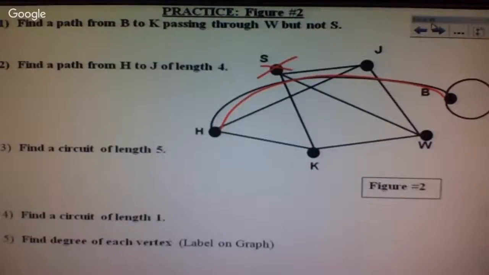So for number 3, when it says find a circuit of length 5, it doesn't matter what order we go in or if we go over this line, as long as you don't travel the same line twice. You can go through the same dot twice. You just cannot go through the same line twice.